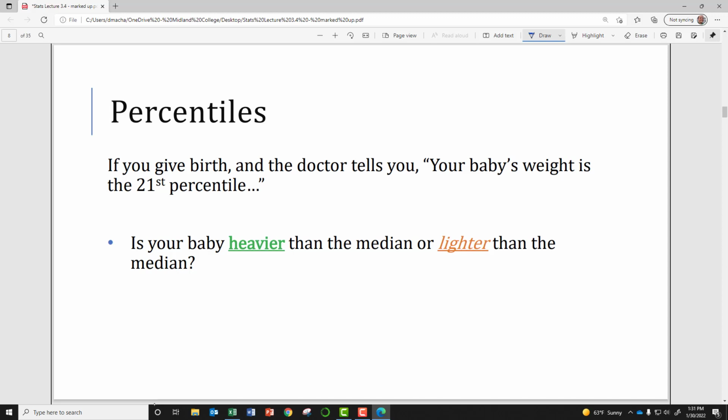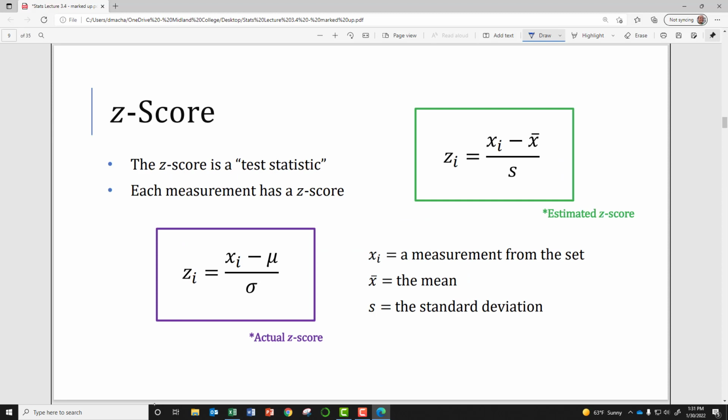Okay, so if you give birth, and then the doctor tells you your baby's weight is the 21st percentile, the question is your baby heavier than the median or lighter than the median? So remember, the median is the same thing as the 50th percentile. So this would mean your baby is lighter than the median.